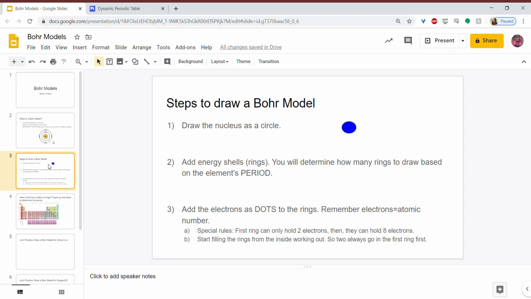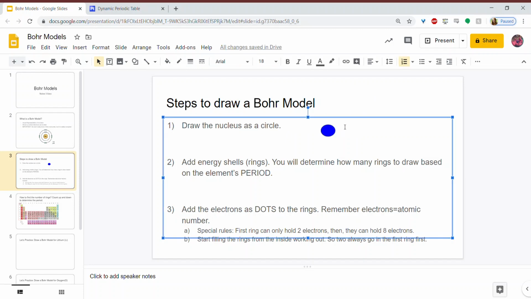So there are 3 steps to drawing a Bohr model. The first one is to draw the nucleus as a circle. Literally, just draw a circle and color it in. That's it. That's your nucleus. Remember that the nucleus is where the protons and the neutrons are located. And if you don't remember that, turn this video off and go watch the notes from before spring break, because we do need to know all of that good stuff in order to be successful with Bohr models.